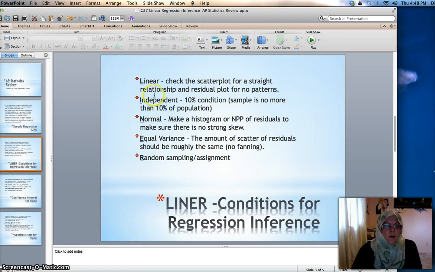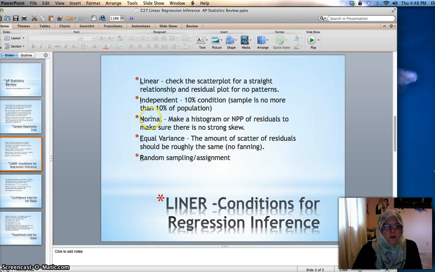I stands for independent, and to check that, really what you're checking is the 10% condition, making sure that the sample is no more than 10% of the population, and that for the procedures or the data involved, there's no reason to believe that they're dependent.